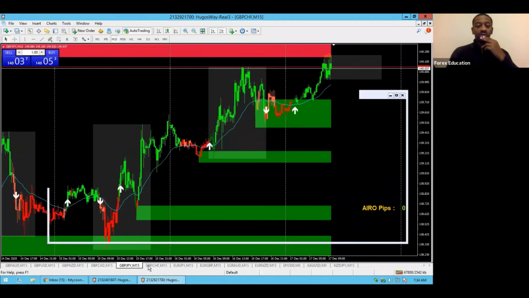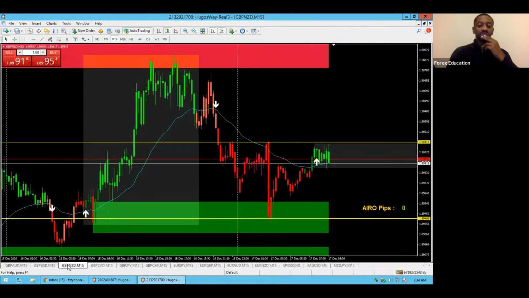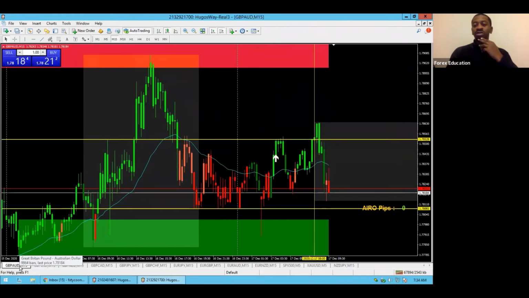G pairs don't want to break up. See what I'm saying, guys? Don't want to break up. Look good for a second, and it's coming on back down.